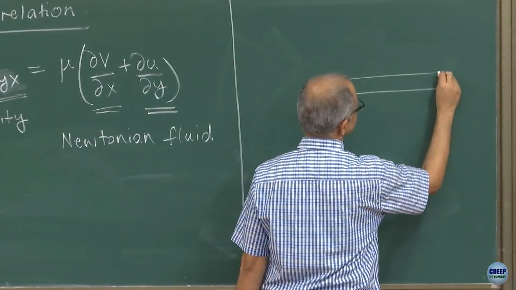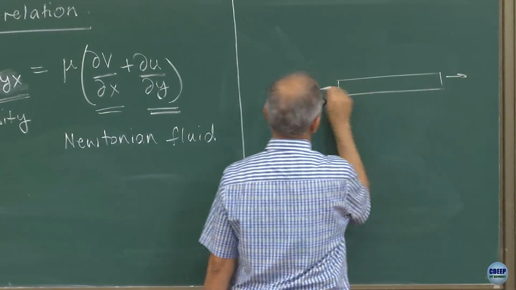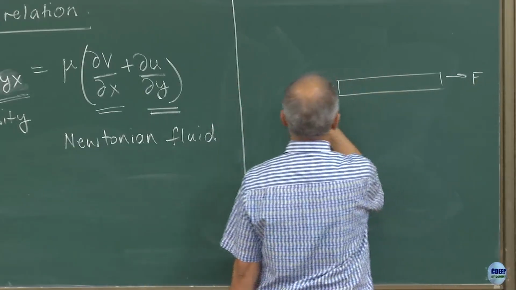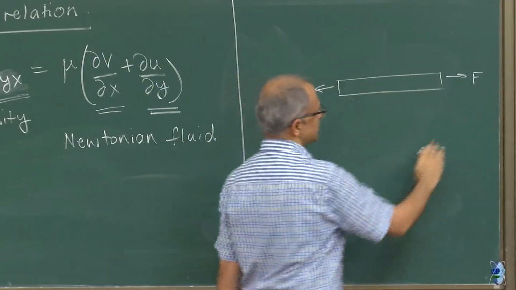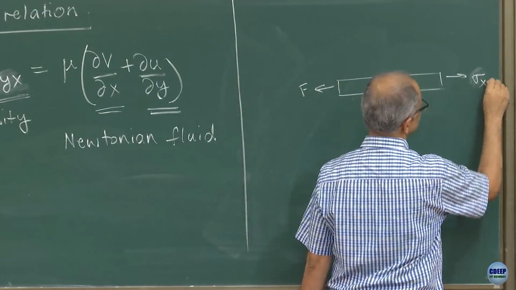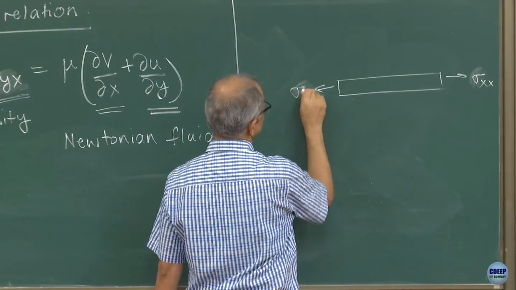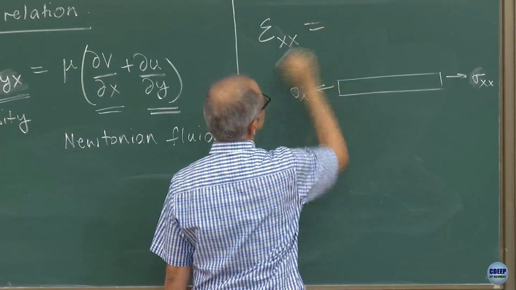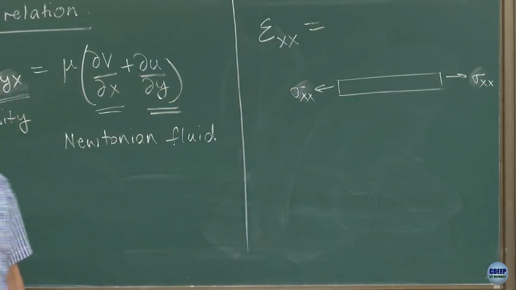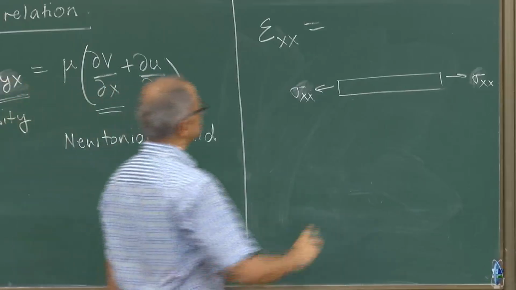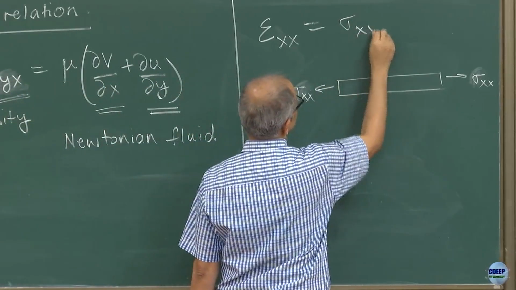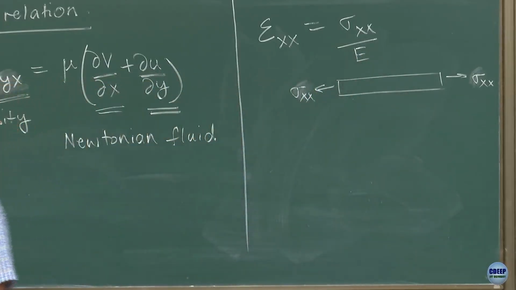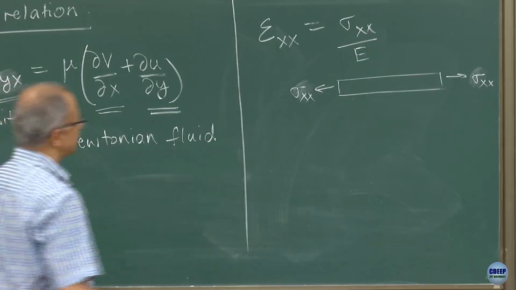Okay, and let us say that this is just stretched. There is a force which is applied here. And we know that force, if I divide it by area, I will get sigma. So let me just work with sigma xx. So what will I get as epsilon xx? Yeah, sigma xx upon E, some elasticity, correct?